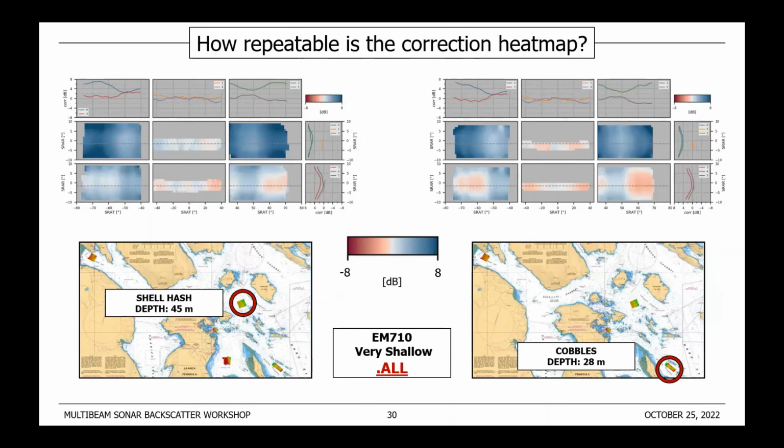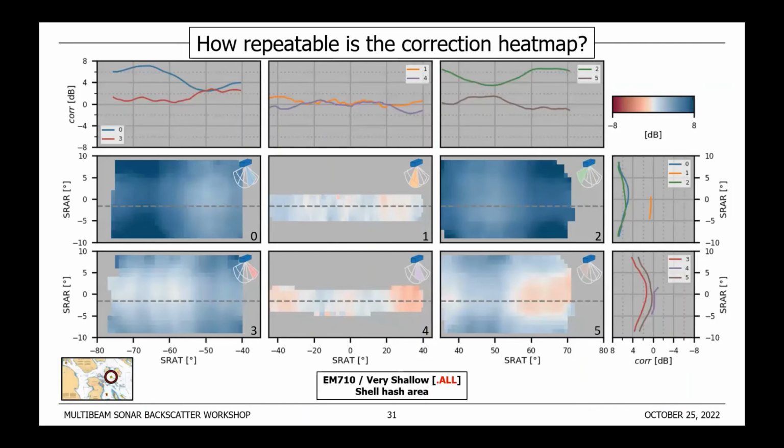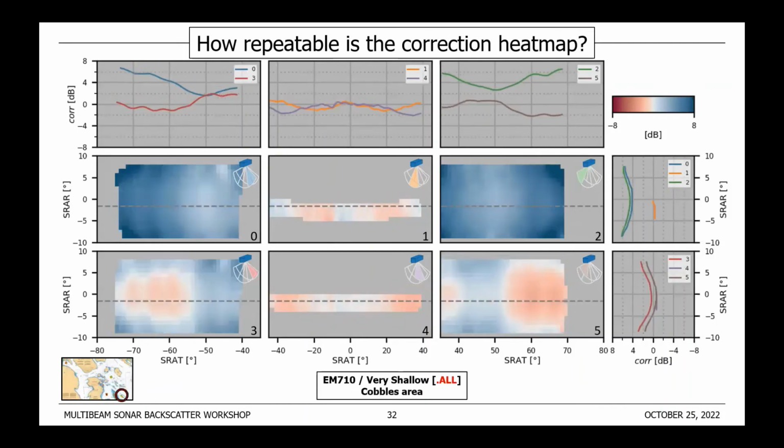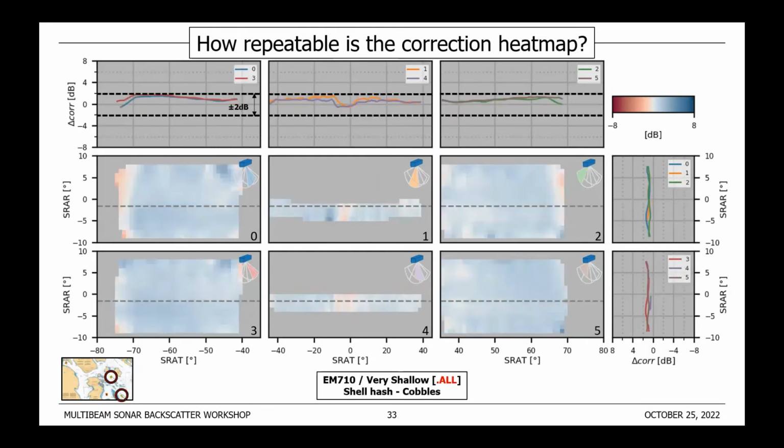We took the same EM710, operating in very shallow mode, and we got correction heat maps from one area, which is shown on the left side of the slide, and another area with a different seafloor type and a different depth as well. And we got the correction heat map for it. And now I'm just going to try to flick between the two heat maps, and you can already see that there exist some differences between the two.